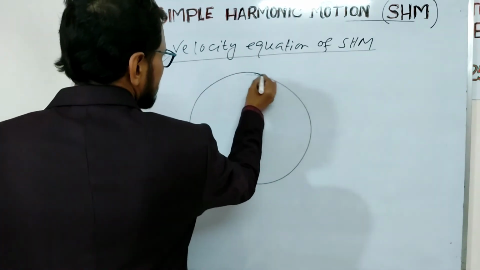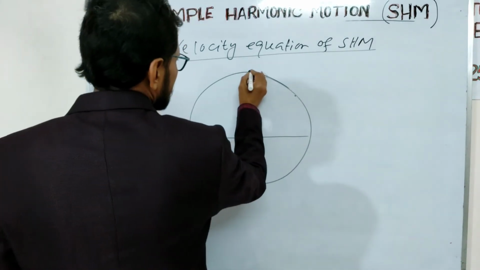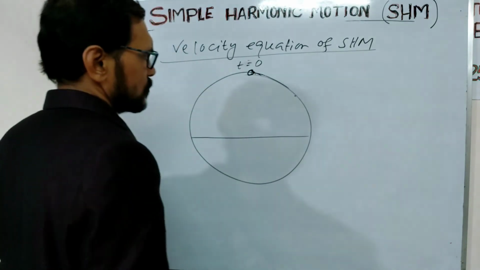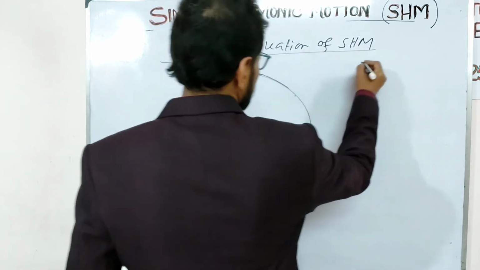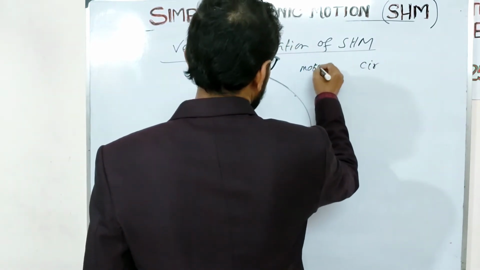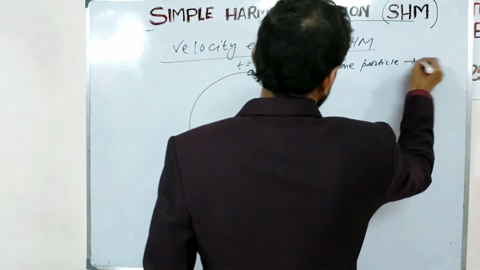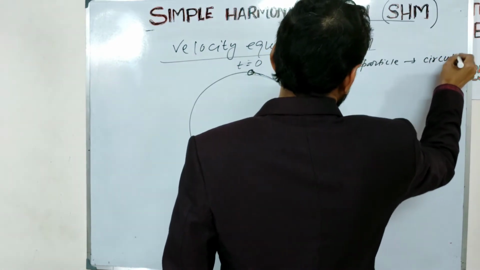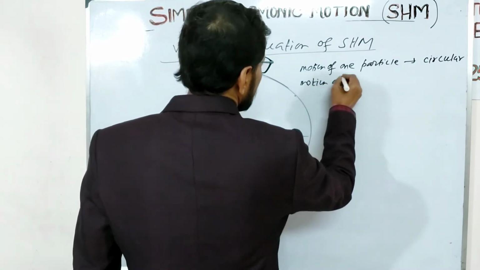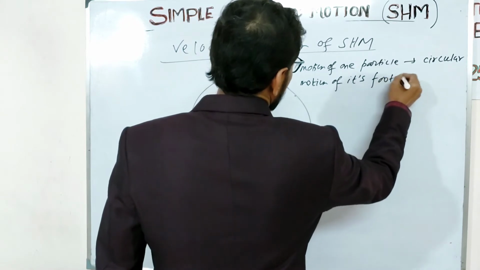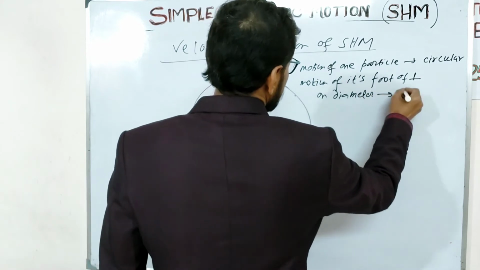Suppose the particle is here, and the particle moves from this position. We always describe the motion of two particles. Motion of one particle is circular, and motion of its foot of perpendicular on the diameter is SHM.